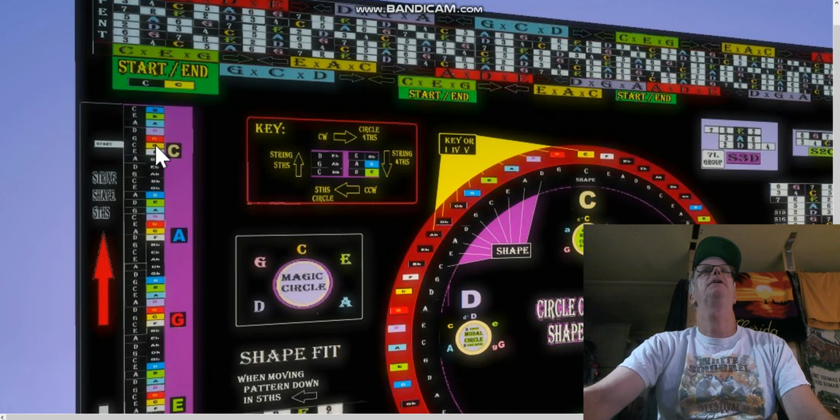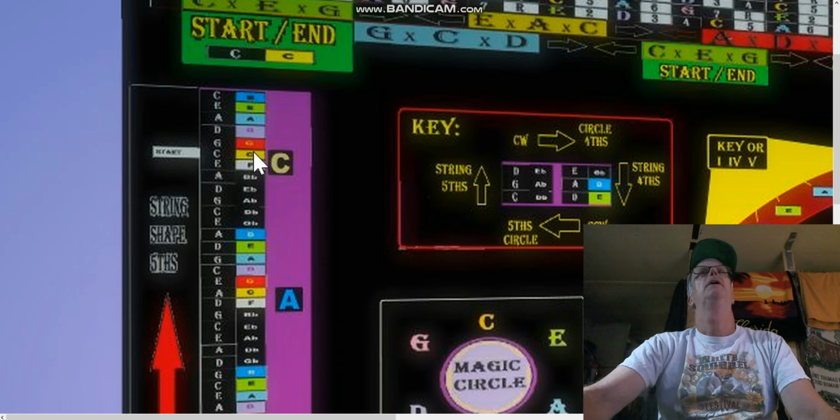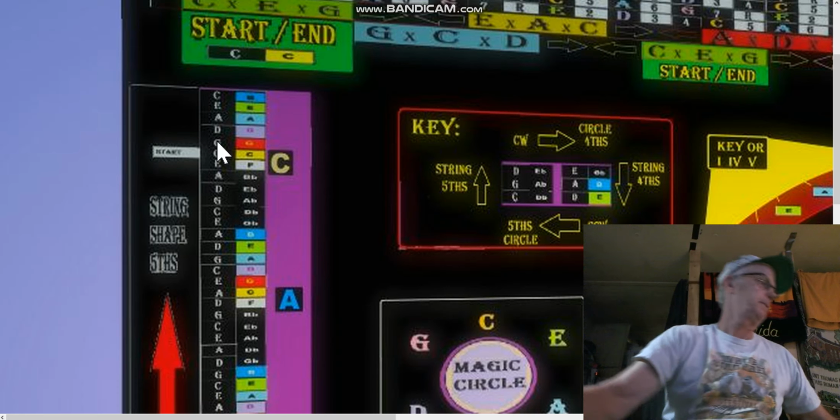So we started here on the C shape. Now remember, in any one of these, if we start on the C shape and go the other way, so we're going up, we go to the 5th, going down, we're going to the 4th. Okay, now this is in keys. These are keys, but here's the shapes. So with C shape C, going up, we're going to the G shape.